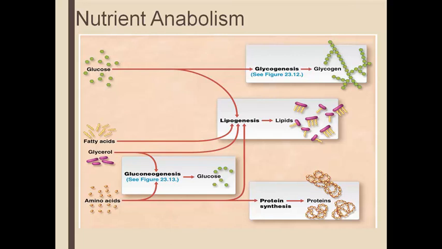Glycerol can also be used for gluconeogenesis. When glucose and the other saccharides are not available, glycerol and the amino acids with gluconeogenesis can be converted to new forms of glucose. They also, of course, will be used for protein synthesis and make the proteins that have very diverse functions within the body.